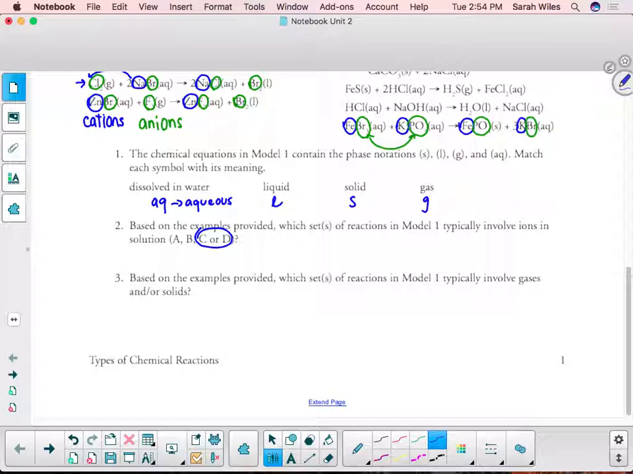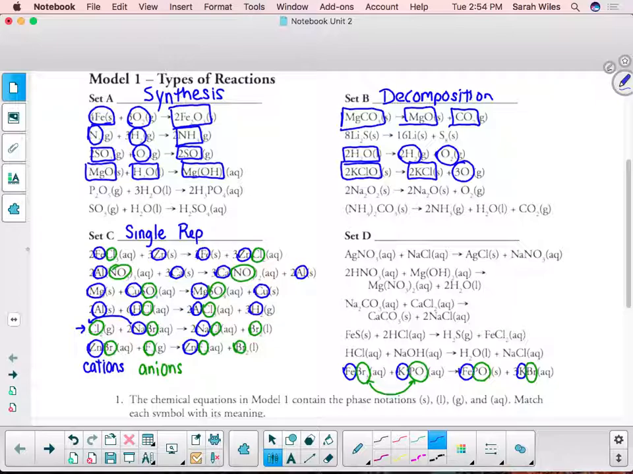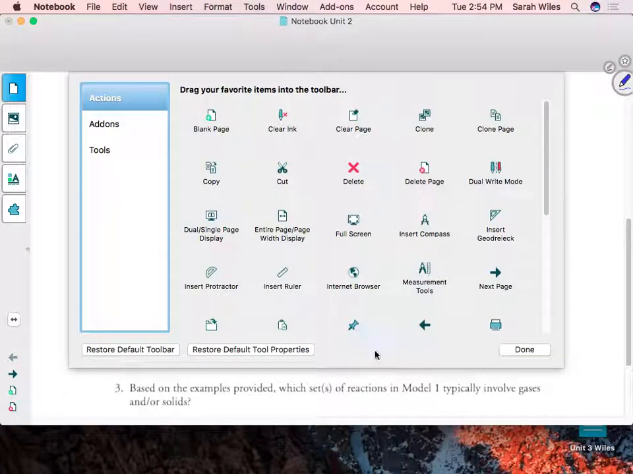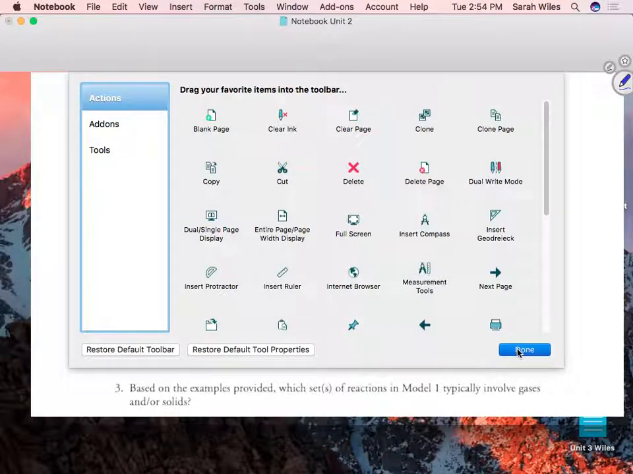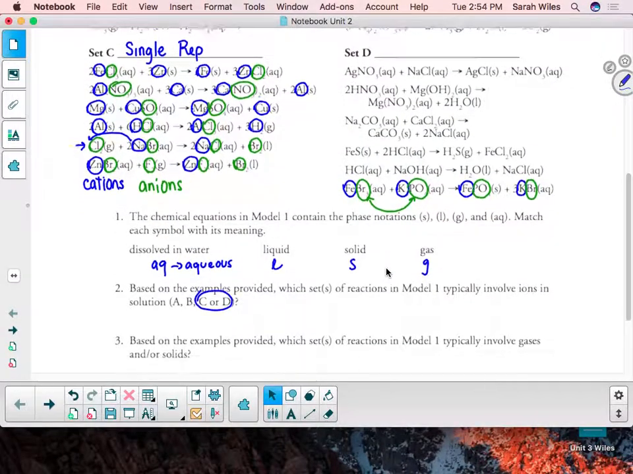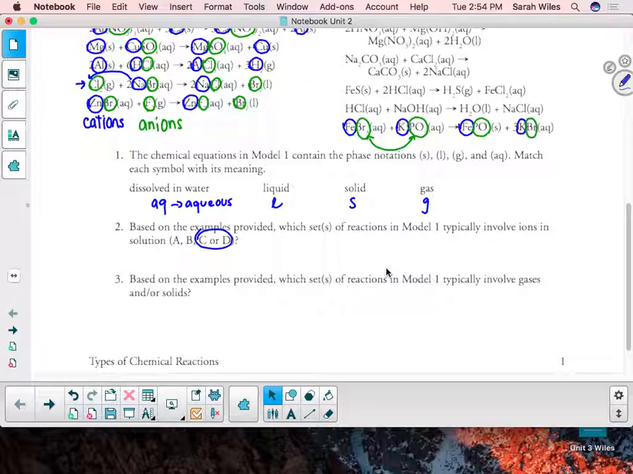Based on the examples provided, which sets of reaction in Model 1 typically involve gases or solids? A and B are really, really predominant with the gases and the solids. But there's still some in all of them. So if you're talking about where are solids and gases, they're in all of them, but mostly A and B. Okay?